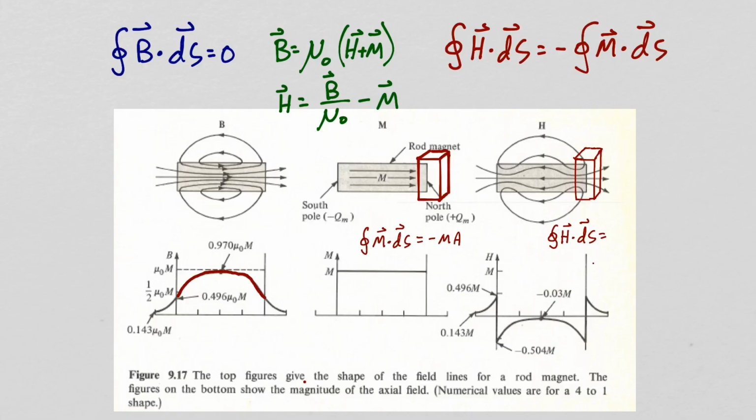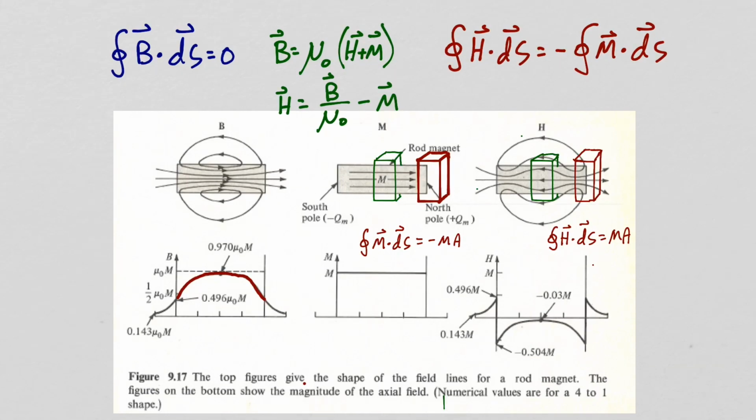Let's look at the integral of H dot dS around the same Gaussian surface. We know that it has to equal minus the integral of M dot dS around that same surface, so it has to equal M times A. And that makes sense because H is leaving the surface, so the integral of H dot dS must be a positive quantity. Now, if the bar magnet completely went through the Gaussian surface, the integral of M dot dS would be 0 because every line of M coming in comes out, and similarly the integral of H dot dS around that closed surface will be 0 because every H line that goes in comes out.